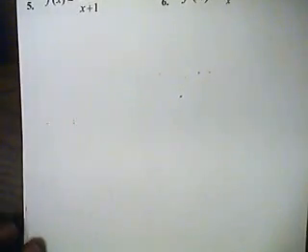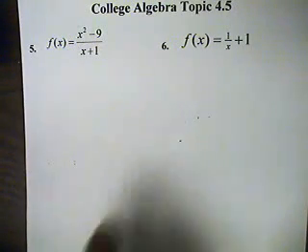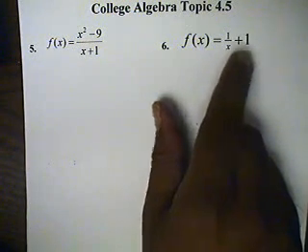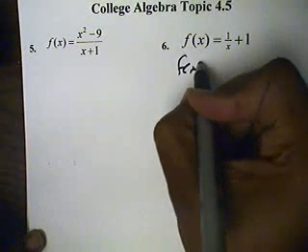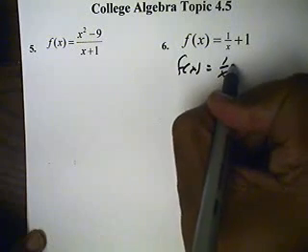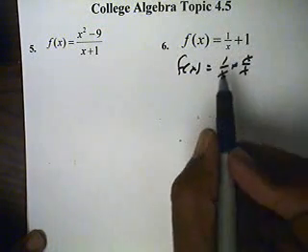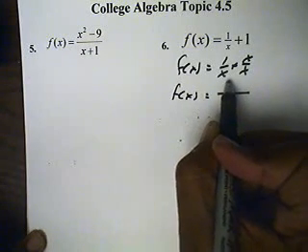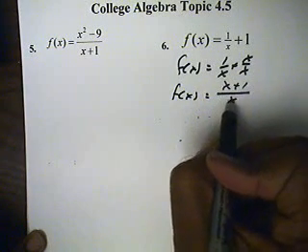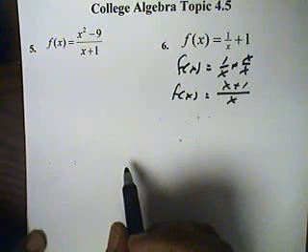Okay, now let's take a look at the next one. Number 6. Well, number 6, our function is in two pieces. We want to put this into one piece. So I'm going to convert this 1 into x over x. So now they have the same denominator. And now we combine these two, and we get x plus 1 all over a single x.